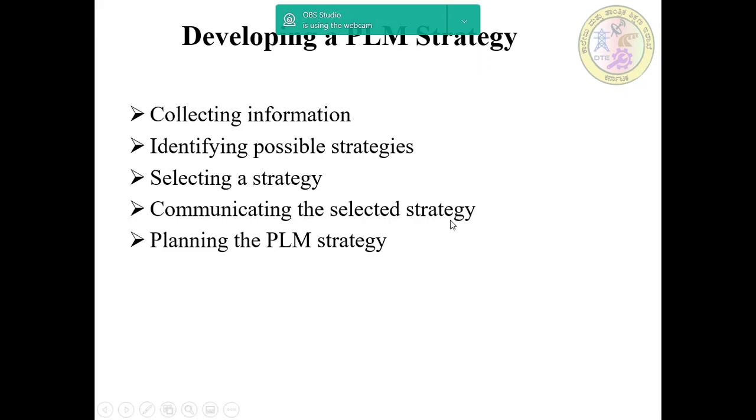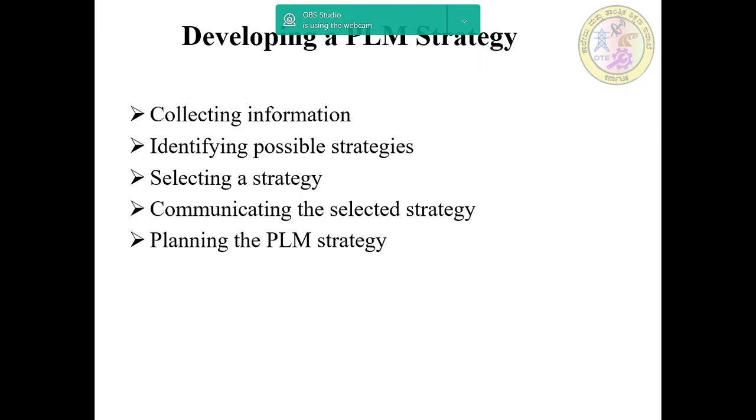Next, we'll go for communicating the selected strategy. A strategy becomes useless unless the people who are going to be involved are fully aware of it, can understand and implement it. The fourth step involves communicating the chosen strategy to the people who will be affected or involved: product developers, field engineers, customers, company managements, suppliers, regulatory organizations, and so on.